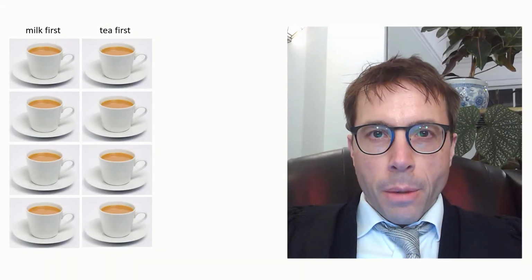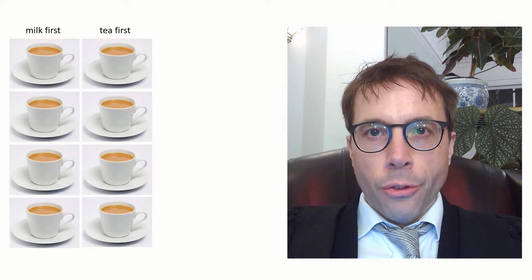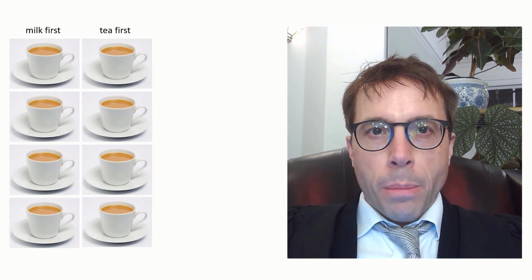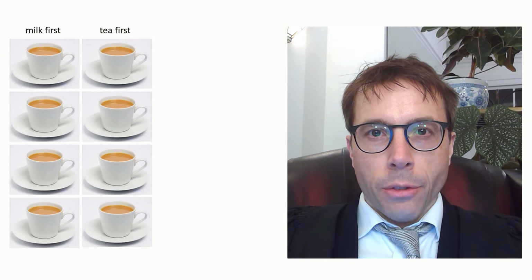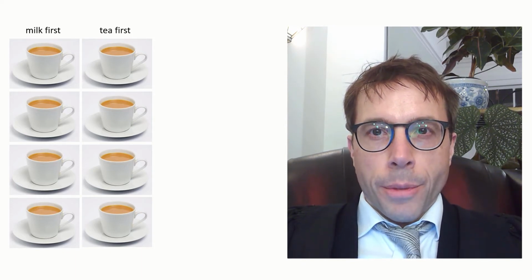Here's an experiment described by Ronald Fisher, the genius who almost single-handedly created the foundations for statistics. An acquaintance of Fisher's insisted that tea should be prepared by putting the tea in first, milk second. Fisher was sceptical that anyone could taste the difference, so he set up this experiment.